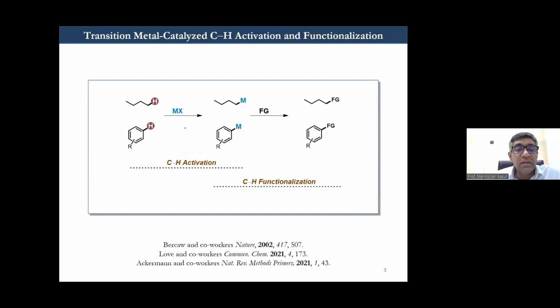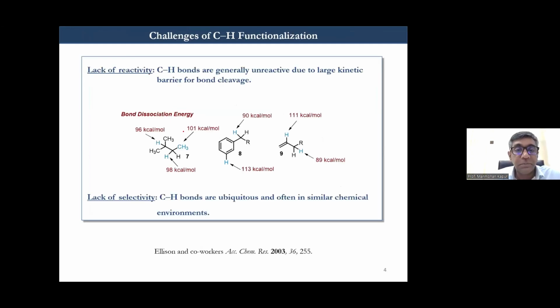So what exactly is C-H activation? C-H activation essentially is the conversion or the replacement of a strong C-H bond by a weaker C-metal bond, where the metal usually and most often is a transition metal. The replacement of this C-M bond by an electrophilic functional group leads to the process called C-H functionalization. So essentially, C-H activation is a subset of C-H functionalization.